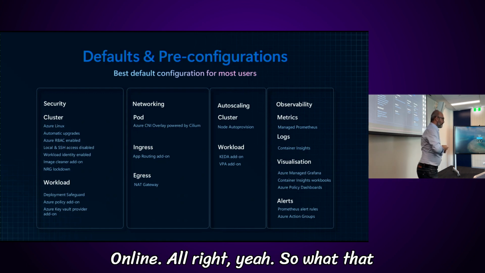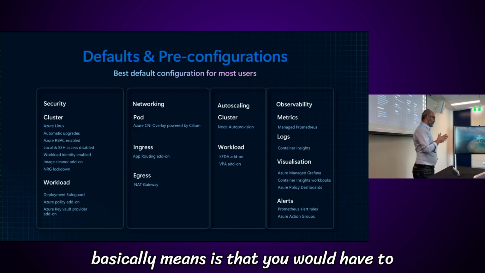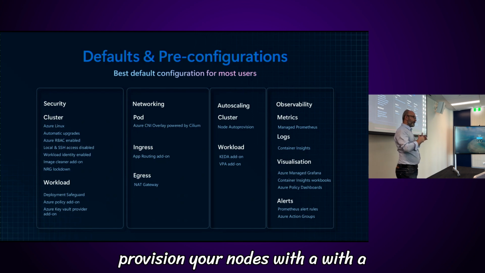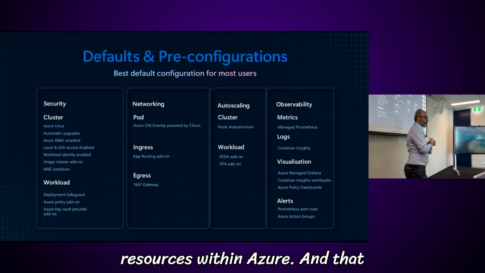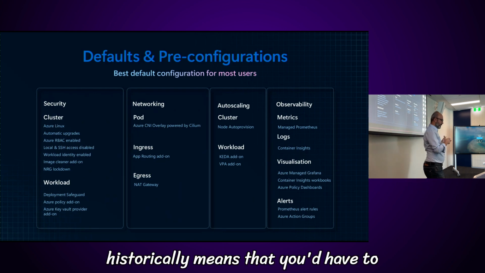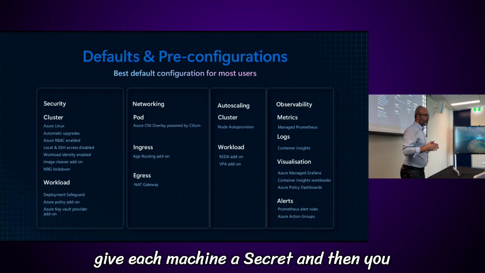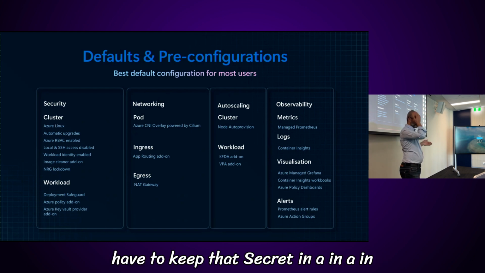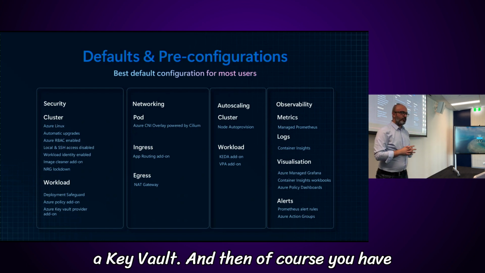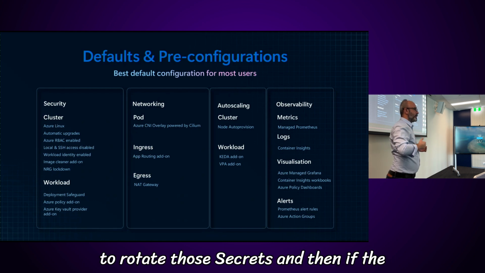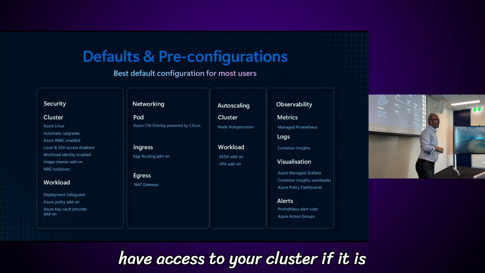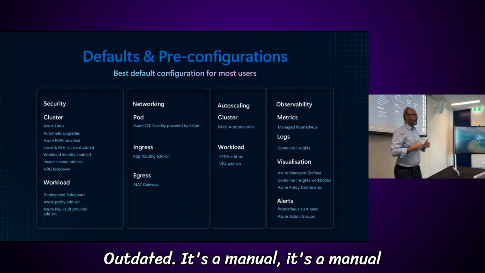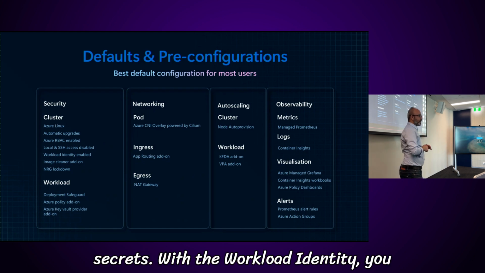So what that basically means is that you would have to provision your nodes with access to resources within Azure, and that historically means that you'd have to give each machine a secret, and then you have to keep that secret in a key vault, and then of course you have to rotate those secrets. And if the secret is leaked, people would have access to your cluster. If it is outdated, it's a manual task that you have to rotate those secrets.